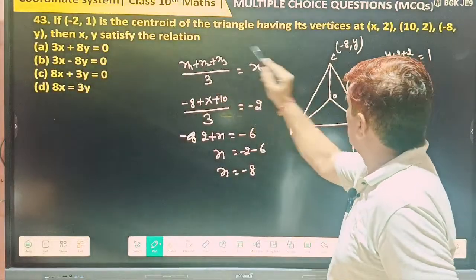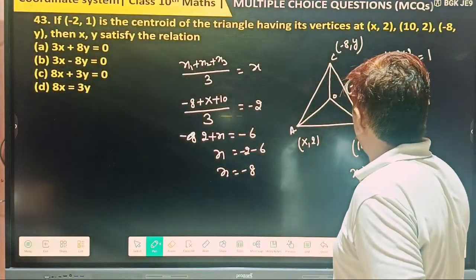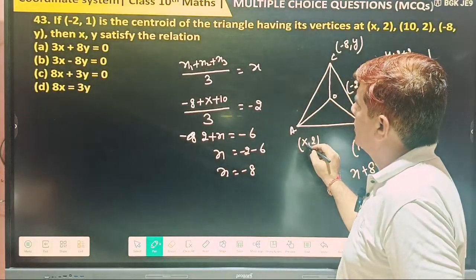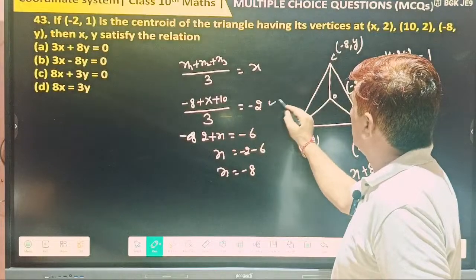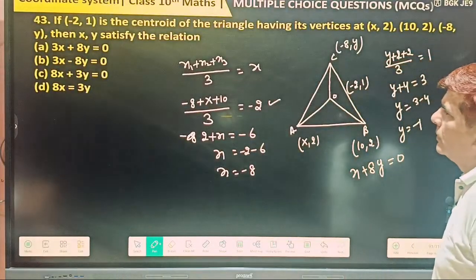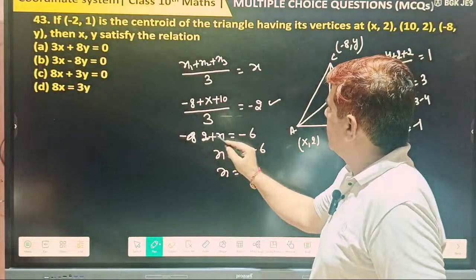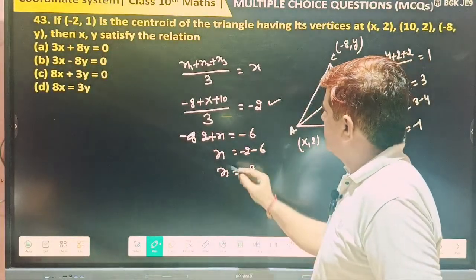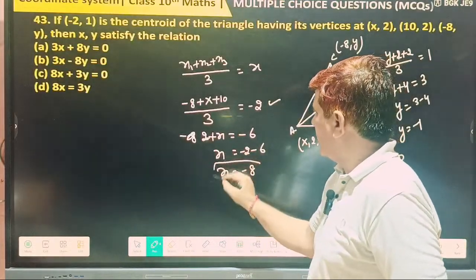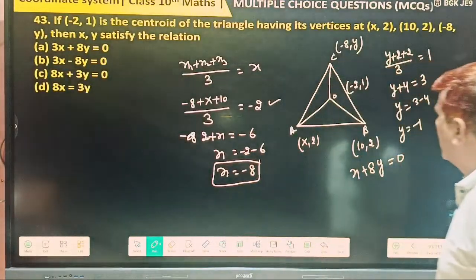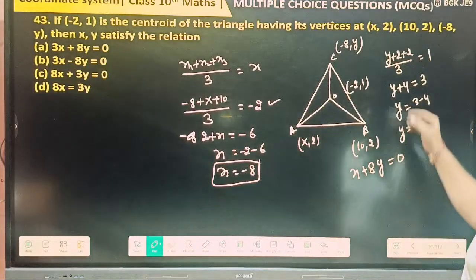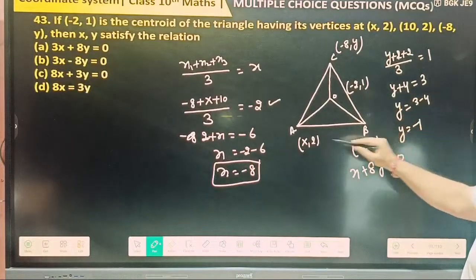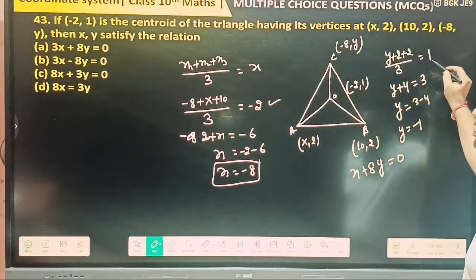x1 plus x2 plus x3 minus 8 plus 10 plus x by 3 is equal to minus 2. So how much is left here? 2 plus x is equal to minus 6. 2 going to this side becomes minus 8. Understood? Here check y plus 2 plus 2 by 3 equal to 1.